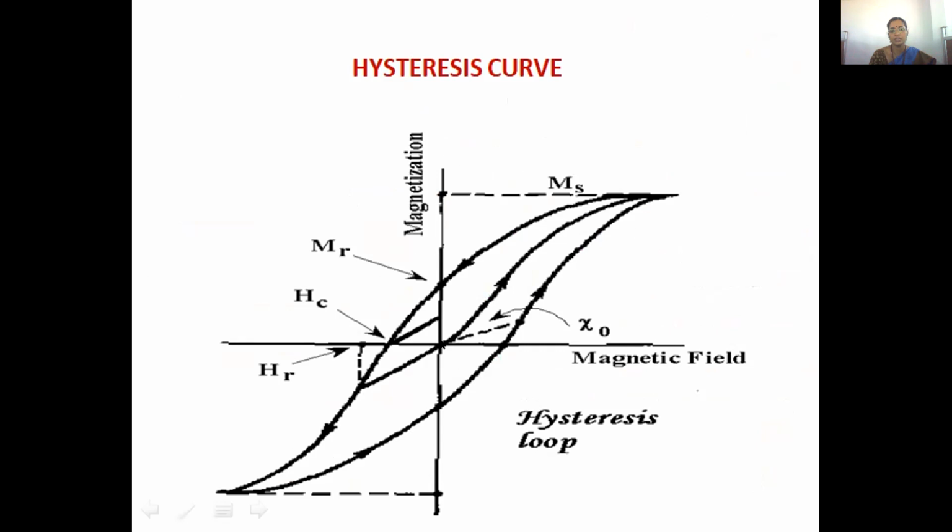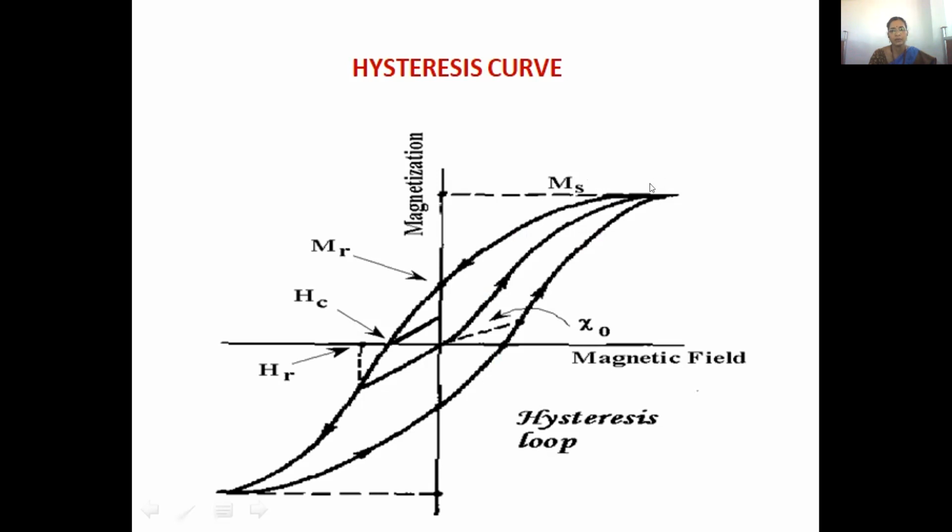When the magnetic field is 0, here the magnetization M is the y-axis, and the applied magnetic field is the x-axis. Initially, when we slowly apply the magnetic field, the magnetization slowly increases, and after reaching some particular value, it saturates. If we further increase the magnetic field, the magnetization value doesn't change, and the constant is MS, the saturation magnetization. This is the maximum magnetization we can get from our ferromagnetic material.